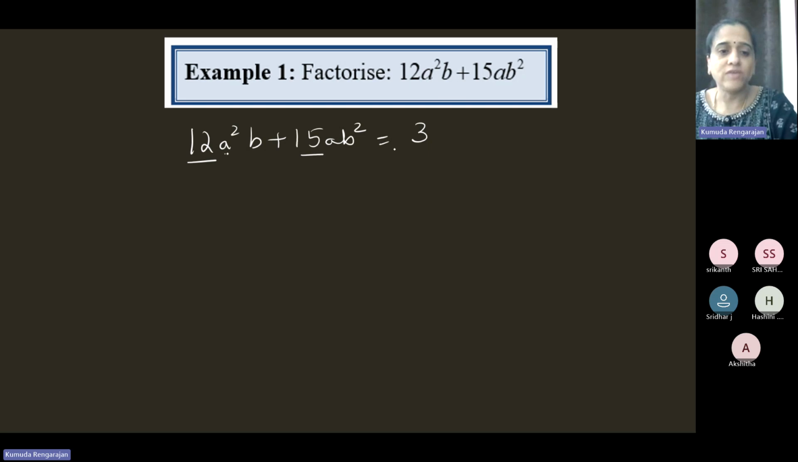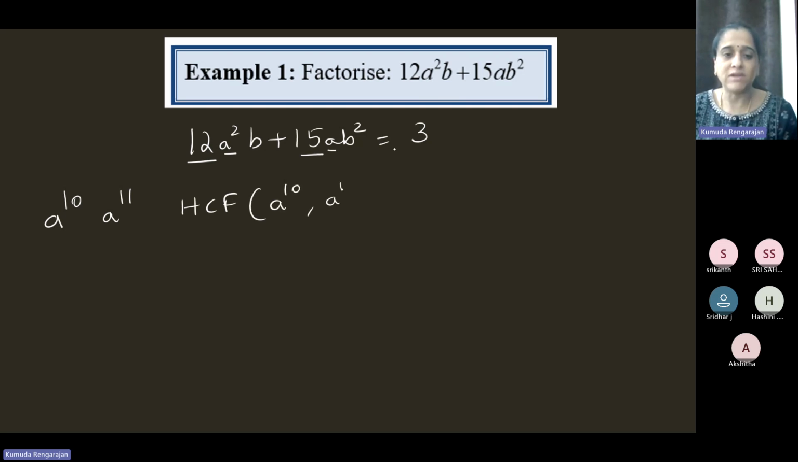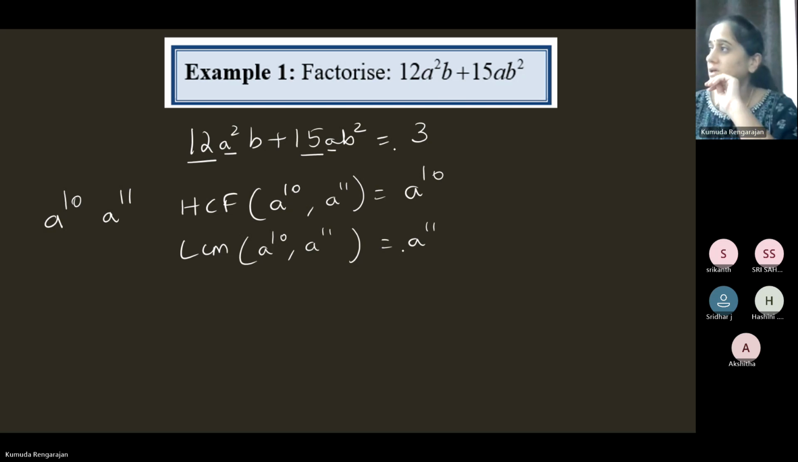3. The HCF of a squared and a? Now, for a squared and a, the least power will be the HCF. The highest power will be the LCM. The HCF of a to the power 10 and a to the power 11 is a to the power 10. The LCM of a to the power 10 and a to the power 11 is a to the power 11. Highest power, LCM. Lowest power, HCF. Smallest power, HCF; highest power, LCM. Remember that.